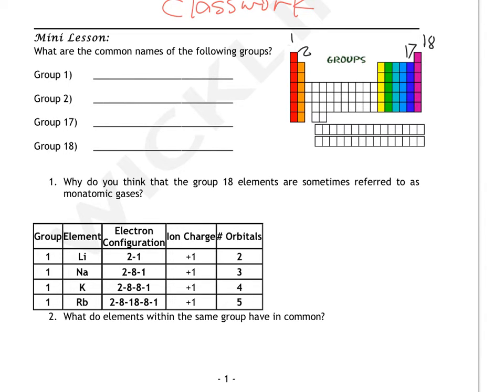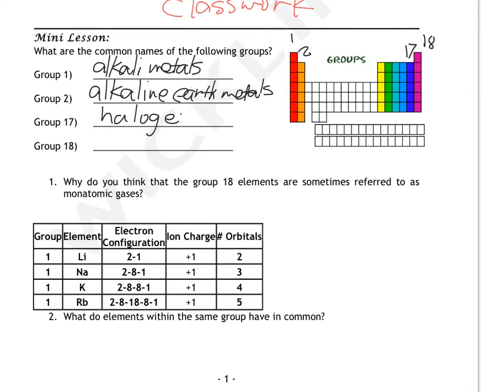Group 1 we call the alkali metals. Group 2 we call the alkaline earth metals. Group 17 are called halogens. Group 18 are called noble gases.